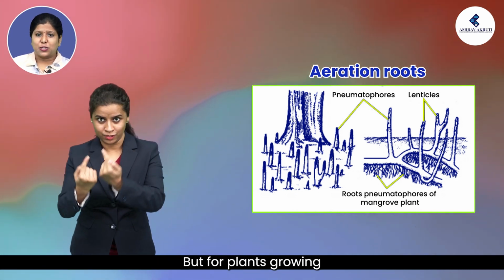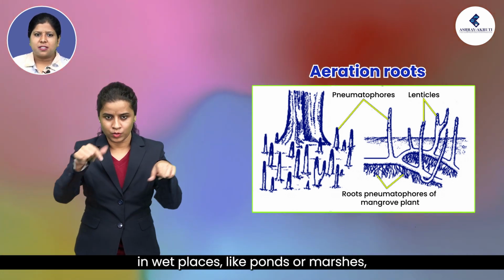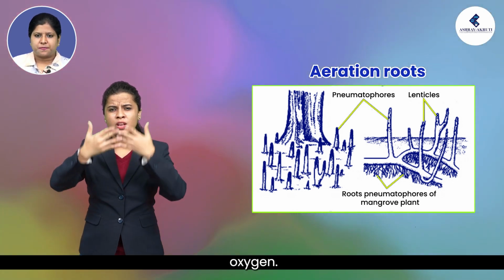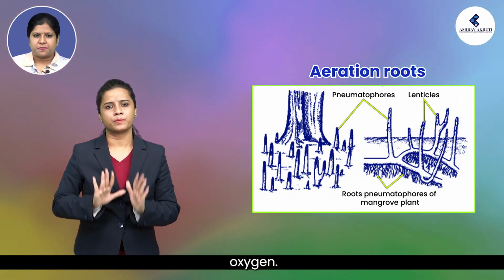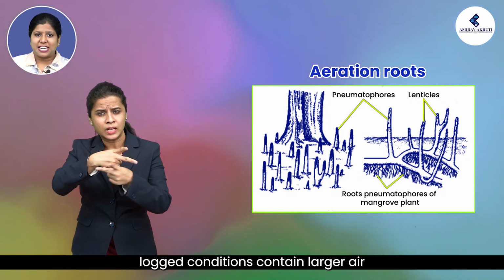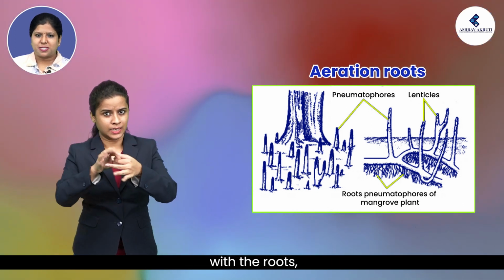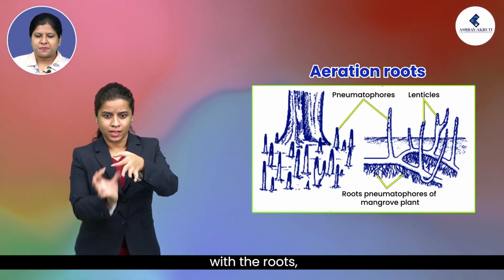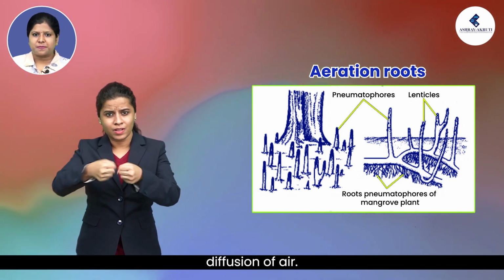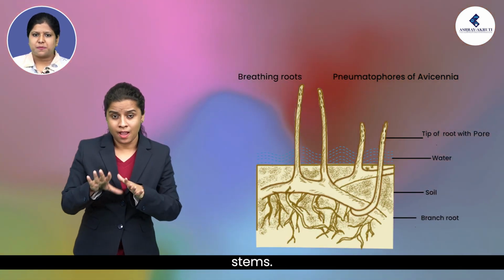But for plants growing in wet places like ponds or marshes, the roots are unable to obtain oxygen. Plants growing in water-logged conditions contain larger air spaces connecting the stems with the roots, making efficient diffusion of air. These plants have hollow stems.